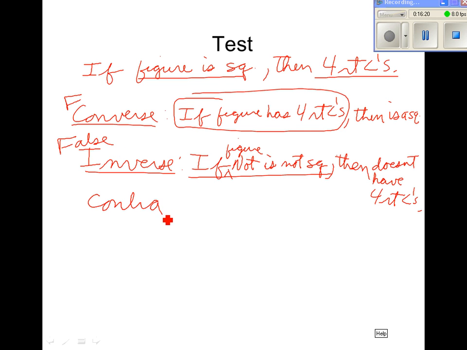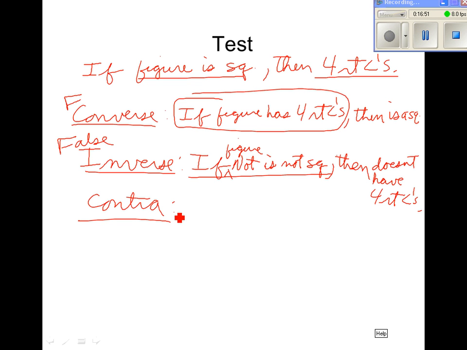Contrapositive. I'm not even gonna put the contrapositive up here because my writing's getting worse as we go. Contrapositive, let's just say it. What's contrapositive do to a statement? Switches and negates. So what's the contrapositive of this one gonna be? If it doesn't have four right angles, then it is not a square.